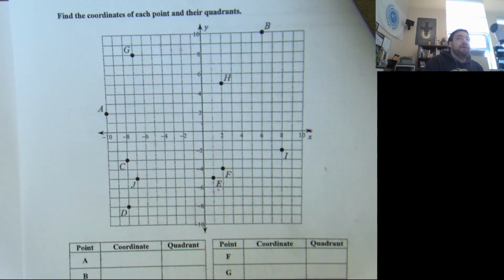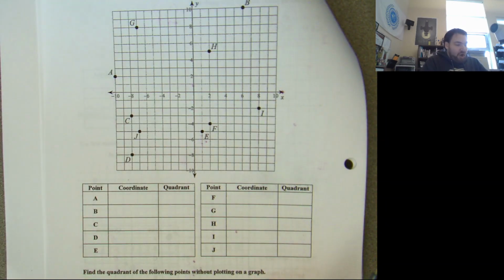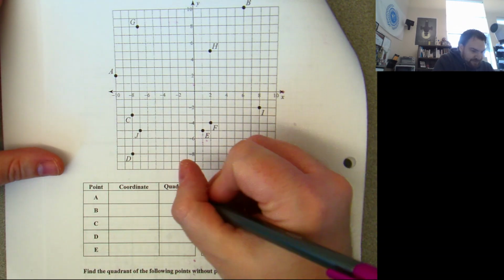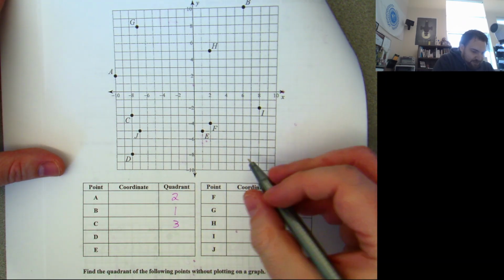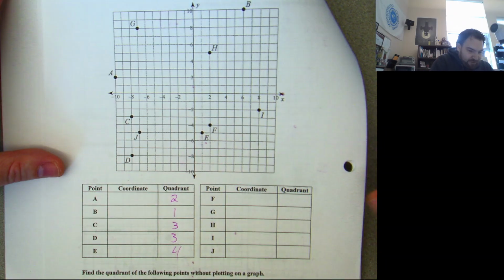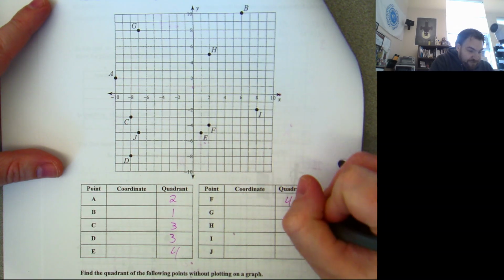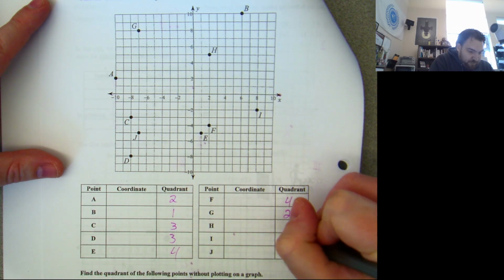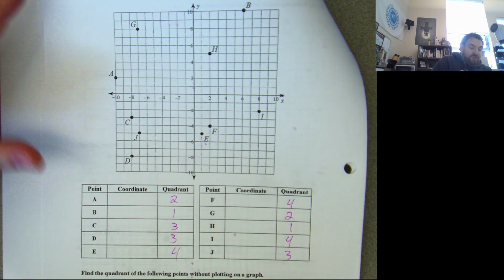Flip the page. Then, on the back here, I gave you points. There are J of them. And I wanted you to give me the coordinates for all of those points. I'll do all the coordinates first, then we'll do all the... Actually, quadrants probably are easier. We're going to go 2, 1, 3, 3, 4. F is in 4. G is in 2. H is in 1. I is in 4. And J is in 3. So those were the quadrants.